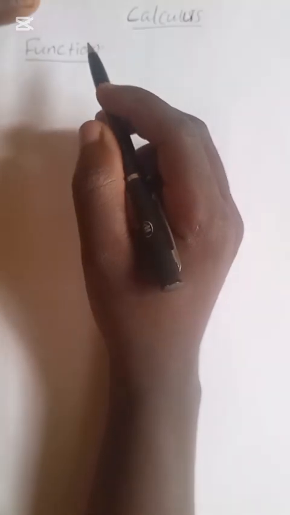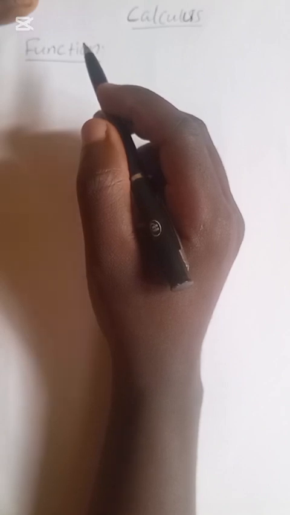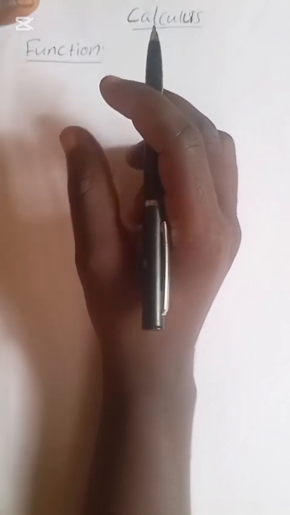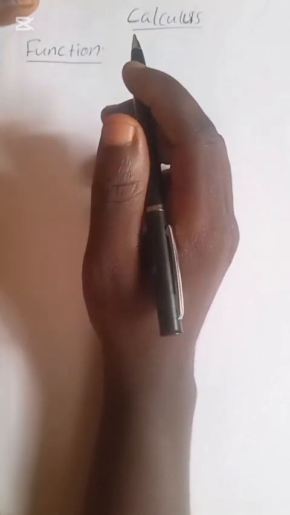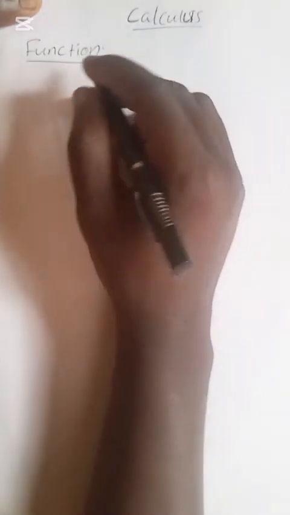A function is a relationship between two variables such that to each value of the independent variable there is exactly one corresponding value of the dependent variable. That shows that a function has to do with two variables, which means the domain and the range. Now, I will not write the definition here.